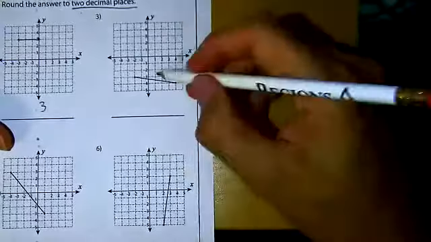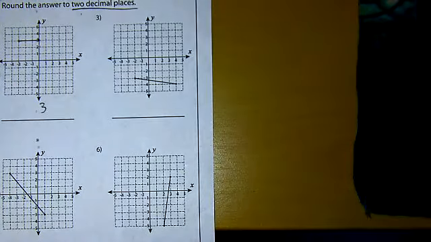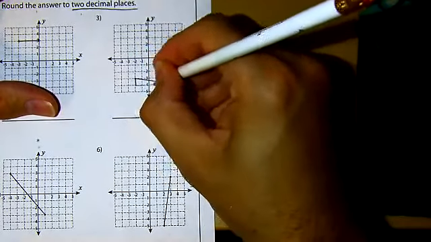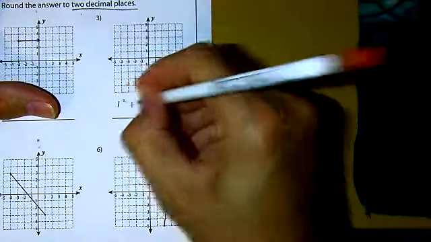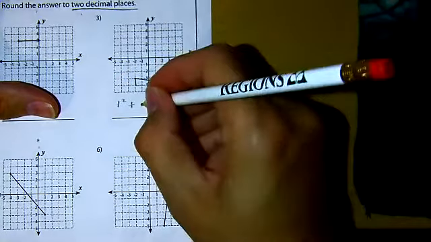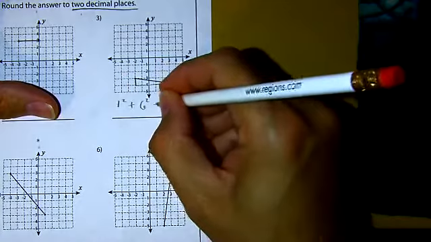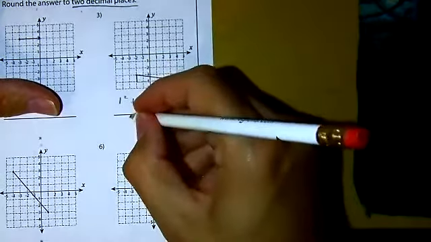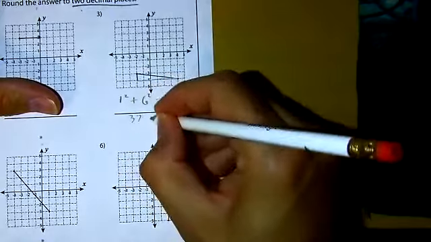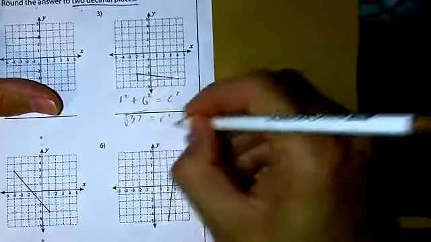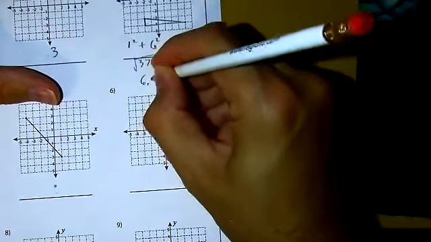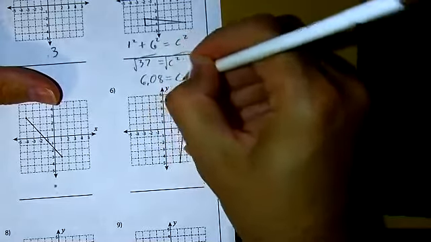So pause your video and solve this one. 1 squared plus 1, 2, 3, 4, 5, 6. If you'll notice, you just did one like this on the last page. It was 37. And take the square root, you end up with 6.08. And that's a good example, because on the last one, it was a different answer.